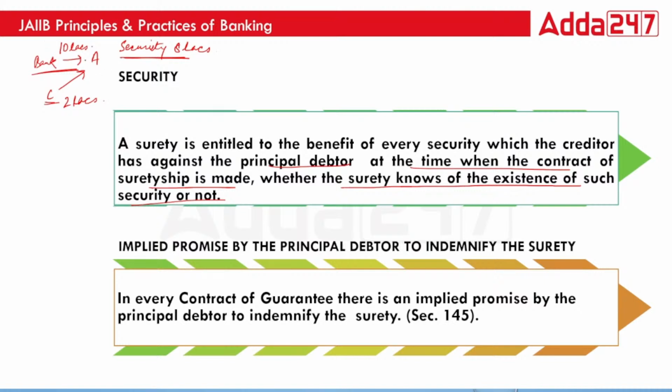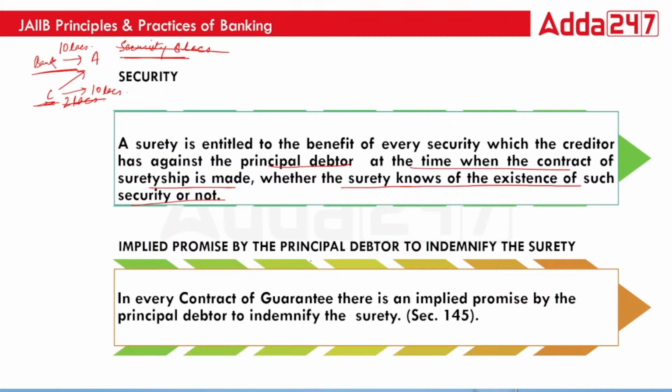If in the actual contract there was no security available, then A has given his guarantee, then he is liable for 10 lakhs rupees. Even after this contract, after signing of this contract, after few months, bank takes security of 8 lakhs, but C still will be liable for rupees 10 lakhs. So this is what it means.